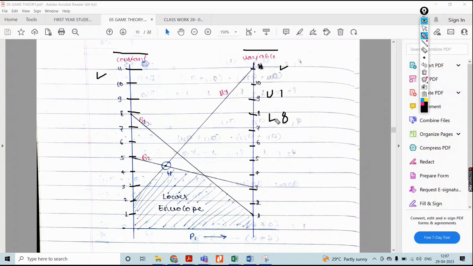Okay, this is the upper element. This is the lower element. Upper element you have to take at the right side, then lower element you can take as the left side. 1 and 8, put a point at 1, then 8. Join these two. This itself is your B1.